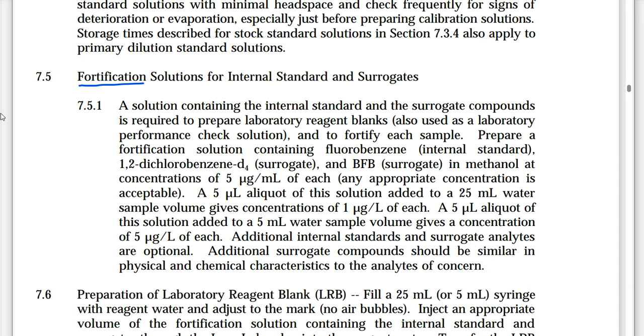7.5, fortification solutions for internal standards and surrogates. That was also in the definition section. We now know what fortification means. I add it. I know how much I've added. I want my signal to go up. So it gives me details about how to do the fortification.